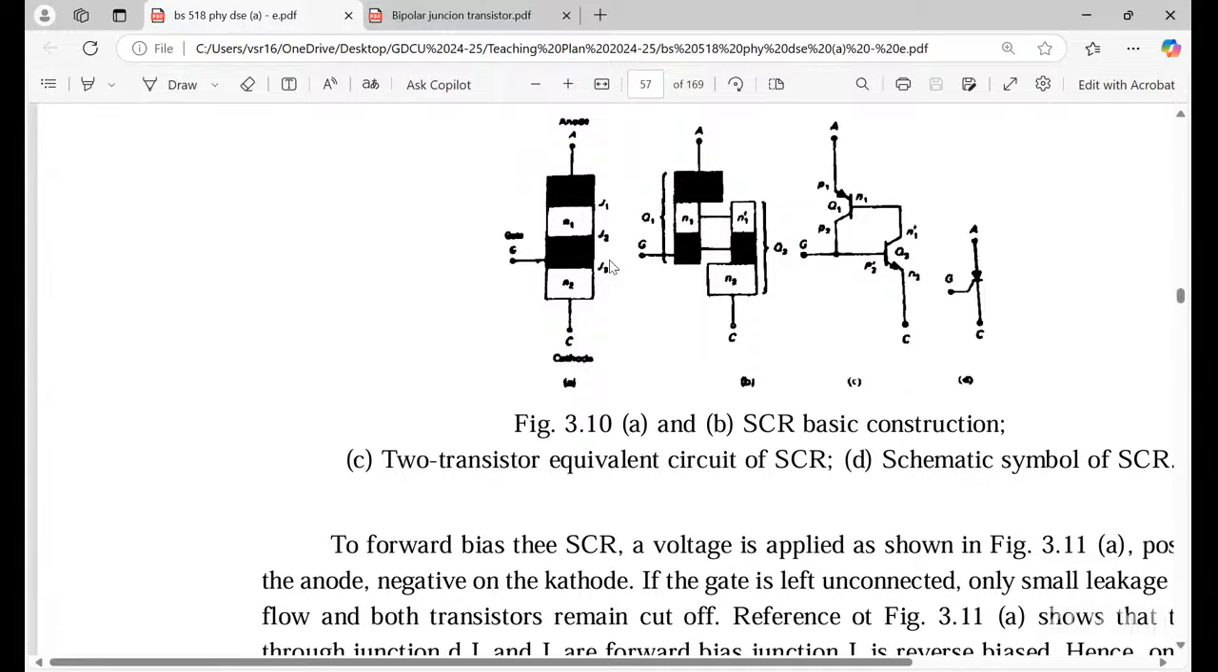Silicon controlled rectifier. P1, N1, P2, N2. Junctions J1, J2, J3. How many junctions? 3 junctions. P1, N1, P2, N2, and between them J3, J2, J1. 3 junctions are there.